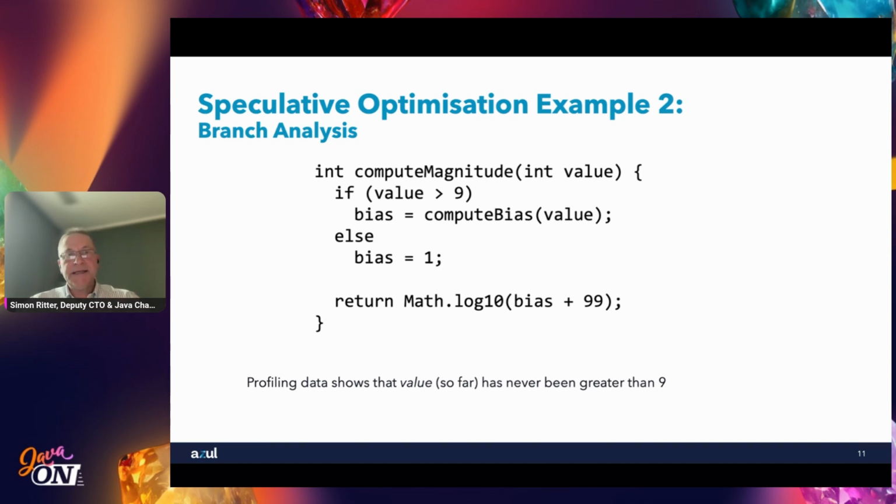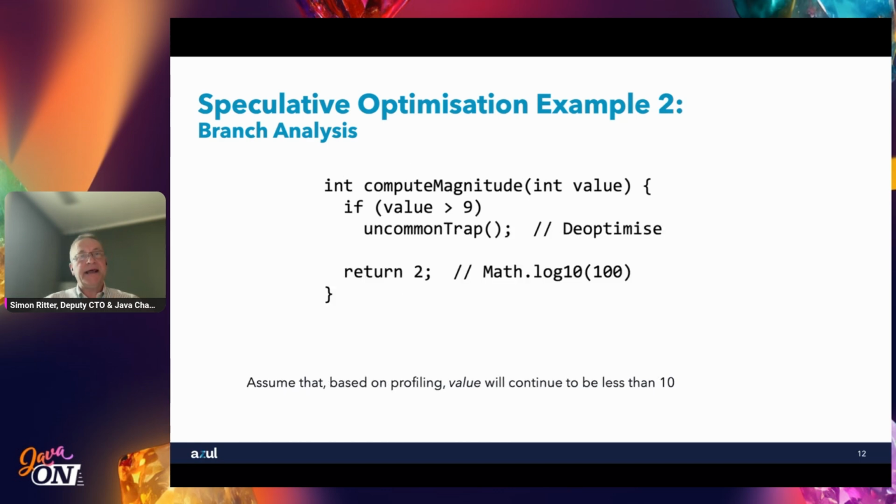Branch analysis says, let's count how many times we go through the true branch and how many times we go through the false branch. When we come to compile this code, we can look at those values and the compiler can say, okay, so far in running this application, we have never had a value that is greater than 9. We've only had values of 9 or less, which means we've only ever set the bias to be 1 and then return that. So the compiler can then be quite sophisticated in terms of what it can do to change the code. And it can actually do this.